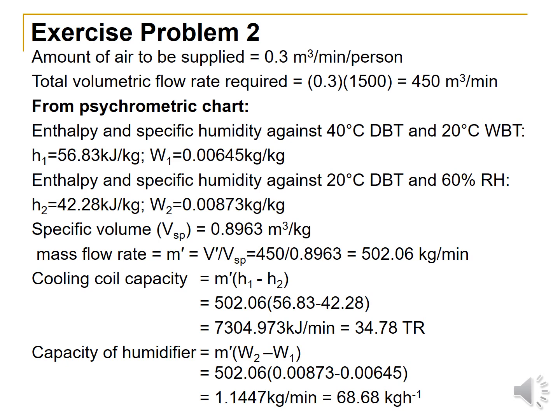And capacity of humidifier is equal to m prime into change in humidity ratio. So by putting the value, the capacity of humidifier is found to be 1.1447 kg per minute or 68.68 kilojoules per hour.